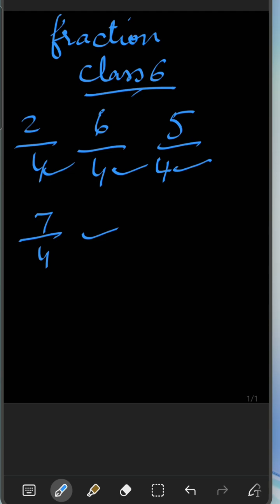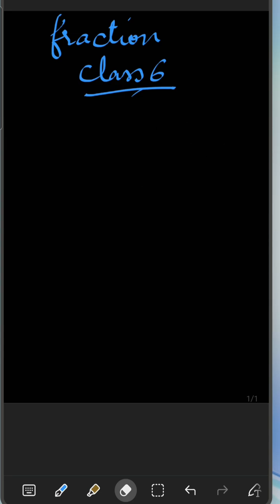So whenever we have to add any fractional number or subtract any fractional number, we have to convert the fractions into like fractions first, then we have to add or subtract those numbers. So I hope you have understood how to compare fractions.